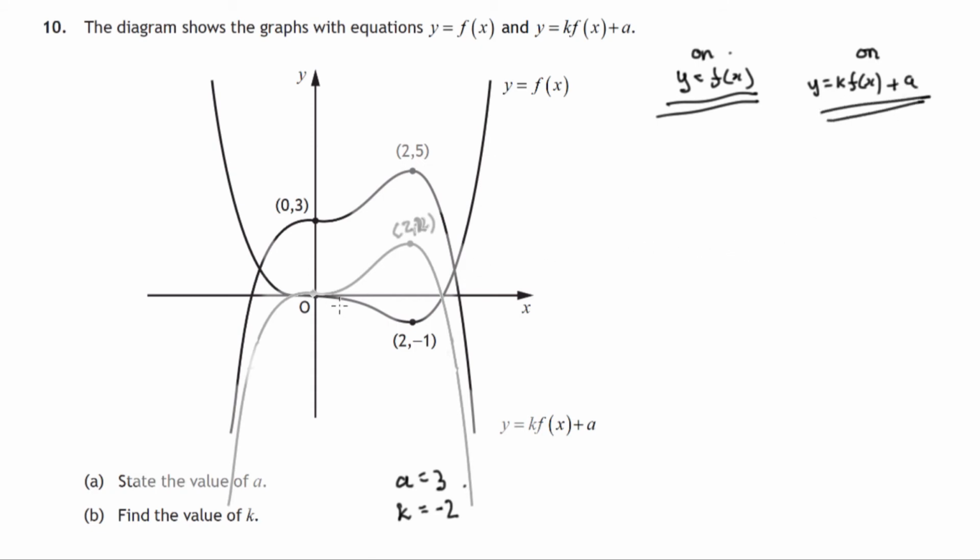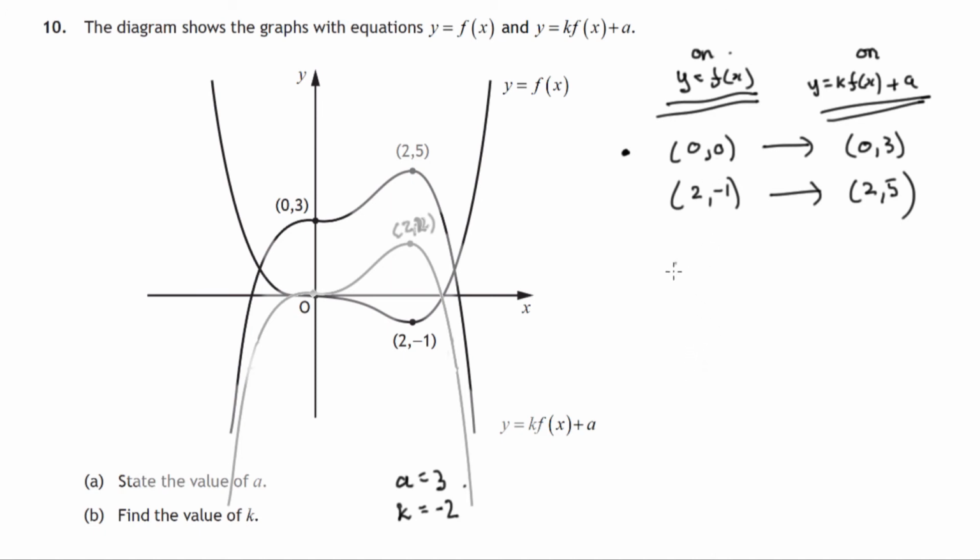So what do we know? We know that 0, 0, which is on y equals f of x, ends up at 0, 3. We also know that 2, -1 on the original graph y equals f of x ends up at 2, 5. So let's use this first fact and see what we can work out.